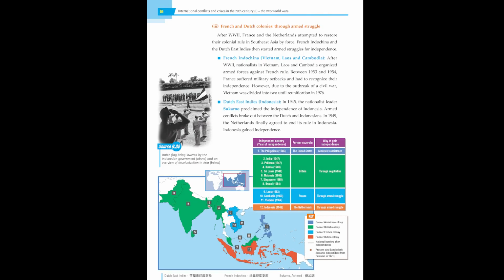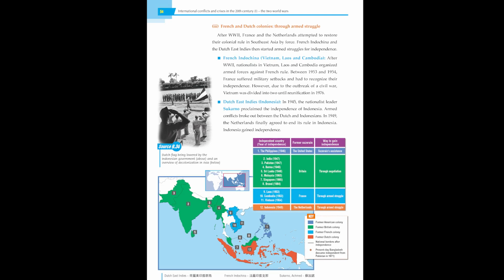(3) French and Dutch colonies through armed struggle. After the Second World War, France and the Netherlands attempted to restore their colonial rule in Southeast Asia by force. French Indochina and the Dutch East Indies then started armed struggles for independence.